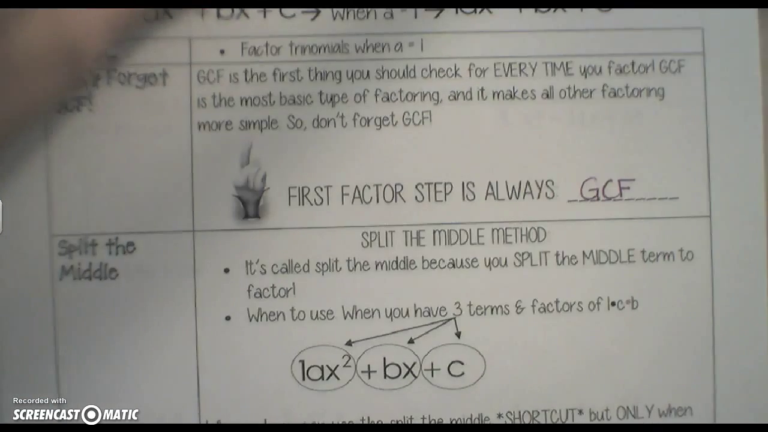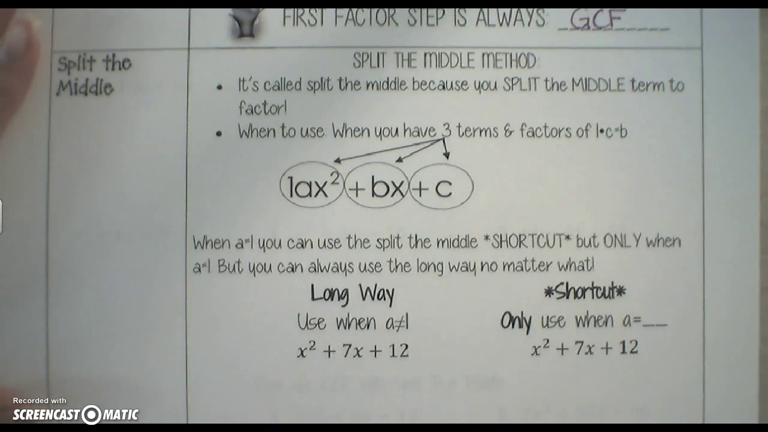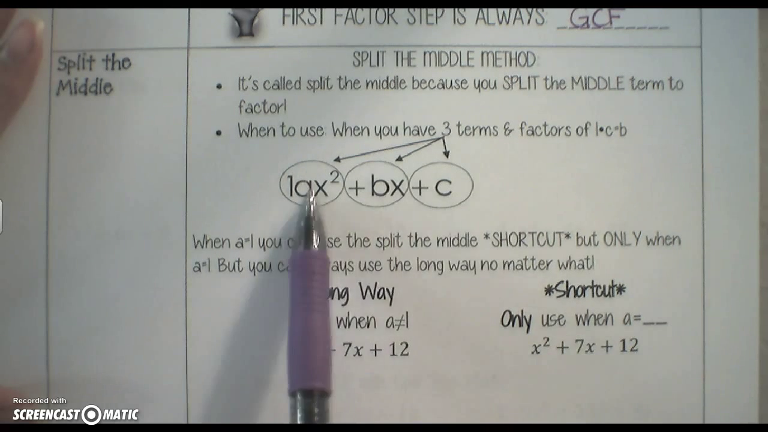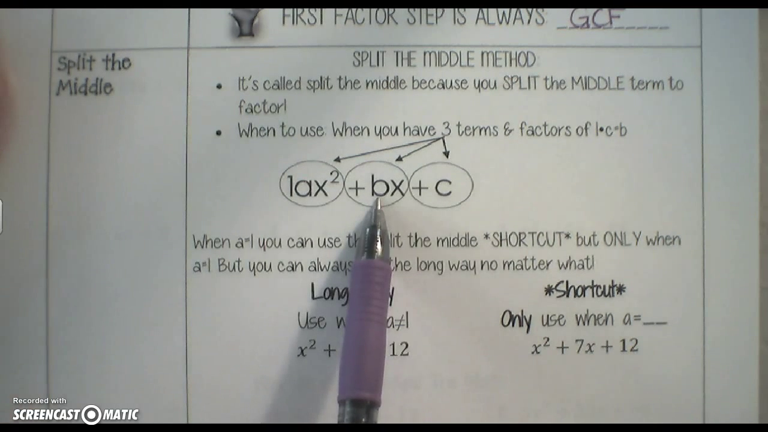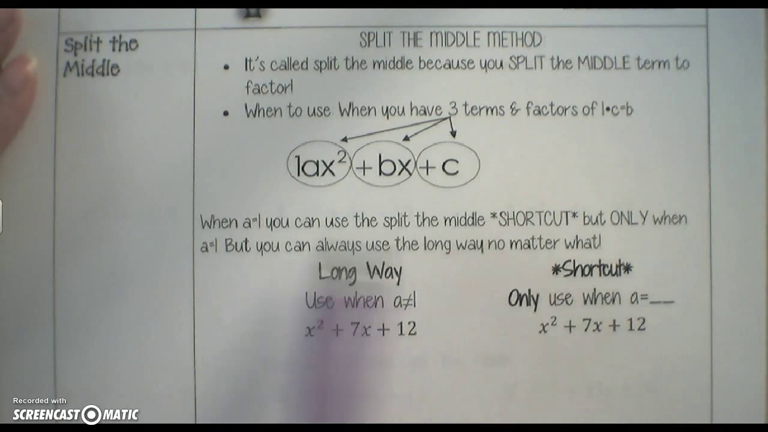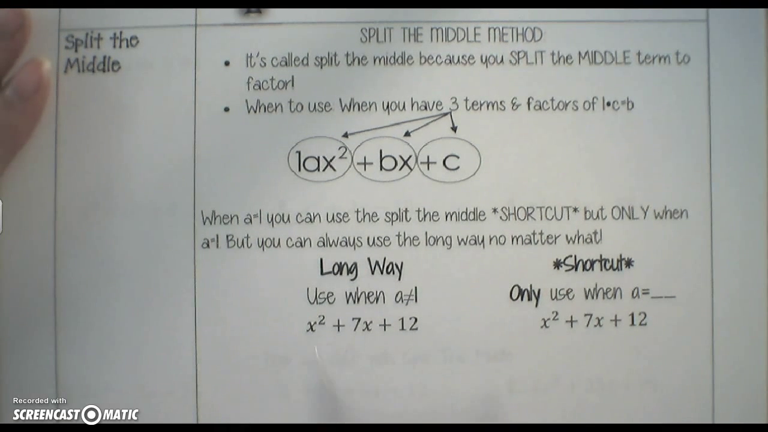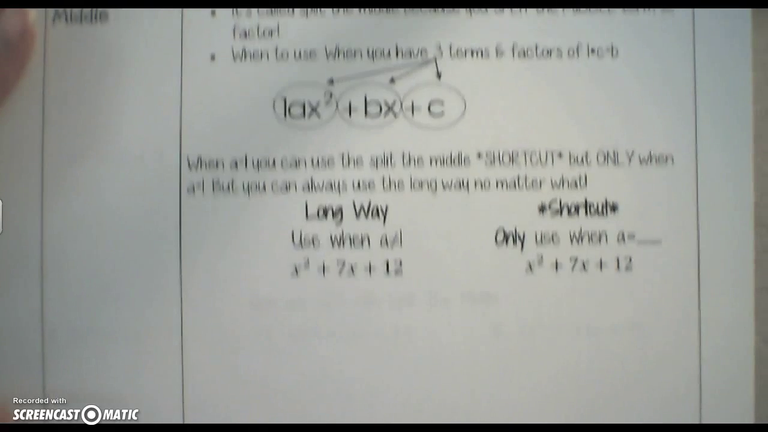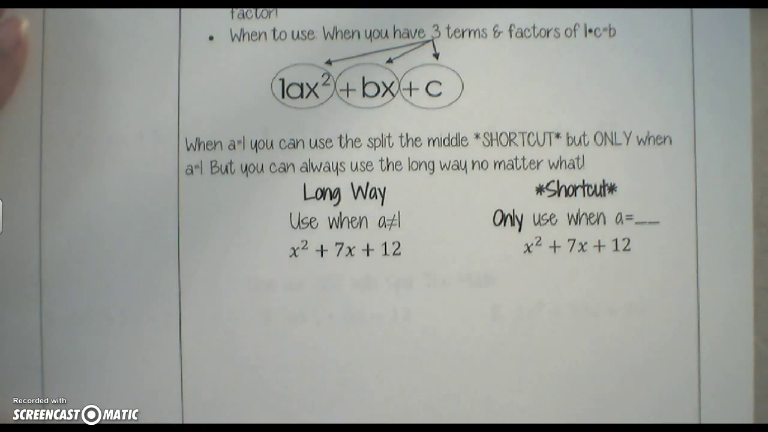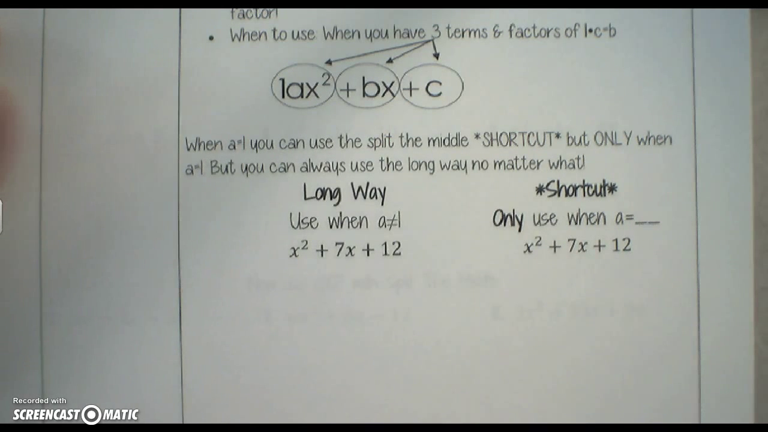All right, so let's take a look at the splitting the middle method. And yep, we're going to be splitting that middle term. So when we have 3 terms, here's our middle term, b, and we can only use this shortcut method when a is 1. So that's the only time, when it's just an x squared, that we can use this shortcut method. So I'm going to show you the long method that we're going to use when a is not 1. We're getting a little bit ahead of ourselves, but still, it's going to show you that this is much easier if you learn that shortcut.